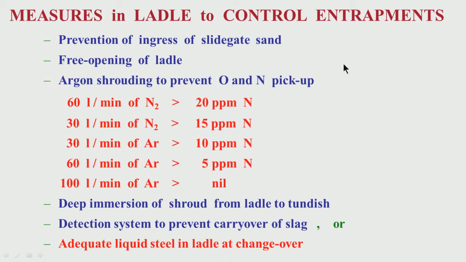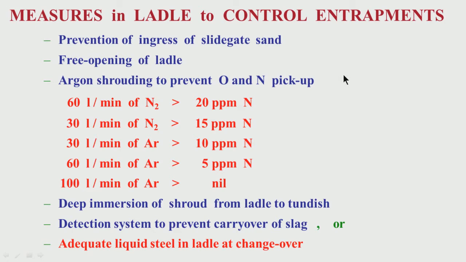Next is free opening of Ladle. When you are controlling the slide gate, we are allowing the liquid steel to come out from Ladle to Tundish. We call it free opening when, just when you are pulling out the slide gate, it should fall. That means liquid steel should come out, because we do not want it to be poked with oxygen, because you know when oxygen lancing is required, that means it will create reoxidation.